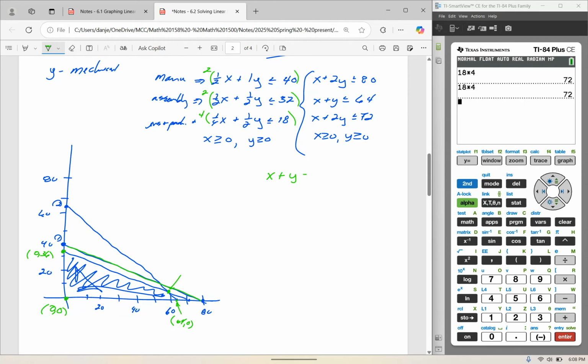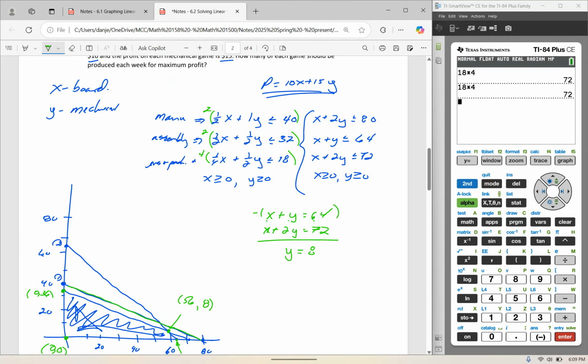X plus y equals 64. X plus 2y equals 72. I'm simply going to multiply the top equation by a negative, so x minus x cancels. 2y minus y is y. 72 minus 64 is 8. So we have a y value here of 8. Then to find x, well, x plus y equals 64, so x would be 56.